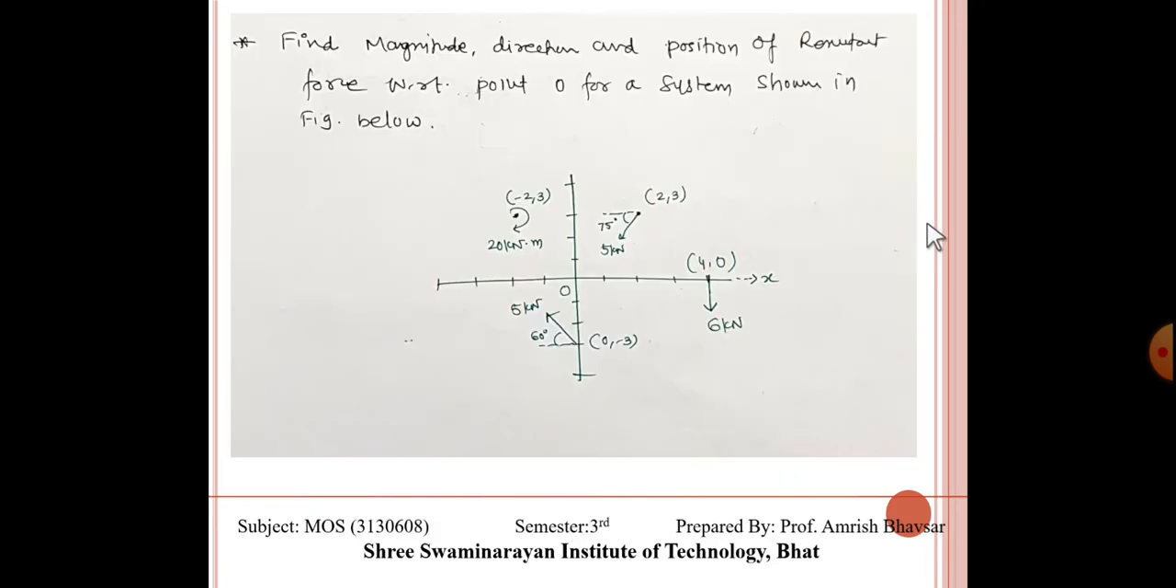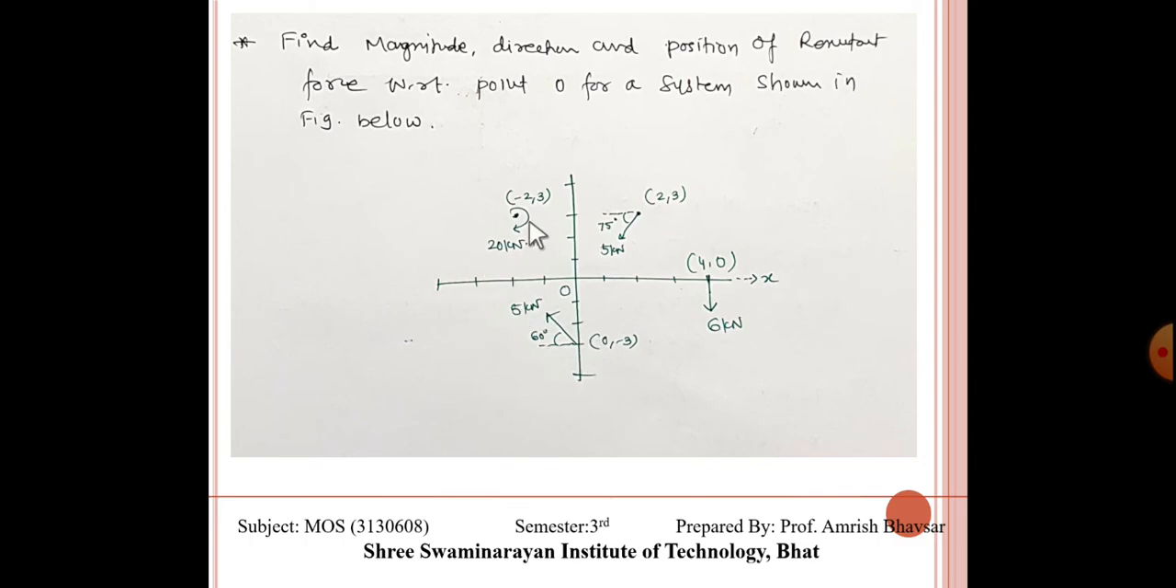Again, the most important thing: find the magnitude, direction and position of the resultant force with respect to point O for the system shown in the figure. Here this force is acting over here, with horizontal distance 4 and vertical 0. This inclined force, 5 kilonewton at 75 degree, is acting at 2 meter from horizontal and 3 meter from vertical. This moment is directly acting over here, and this inclined force at 60 degree is acting 3 meter downward from this O point.